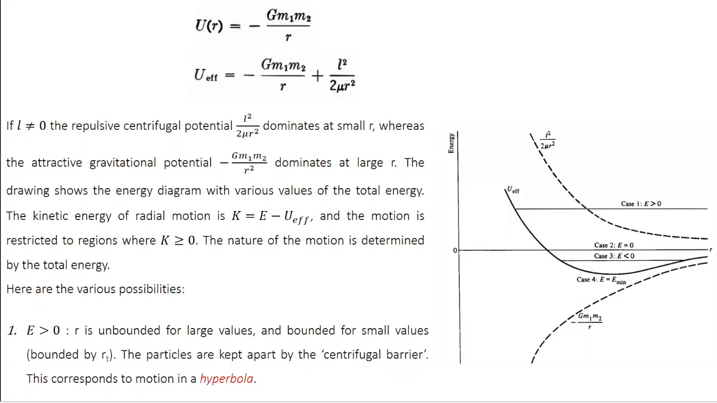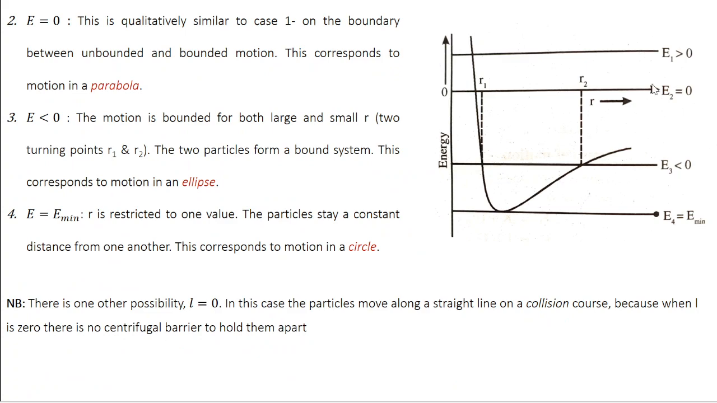Okay. Next, E equal to 0. E equal to 0 is almost similar to E greater than 0. In both cases, you will find that for large values of r, the motion is unbounded. For small value of r, the motion is bounded. The only difference between these two is that if you look at the values of the turning point, you will find that in the case of E equal to 0, the value of the turning point is going to be higher than the value in the previous case.